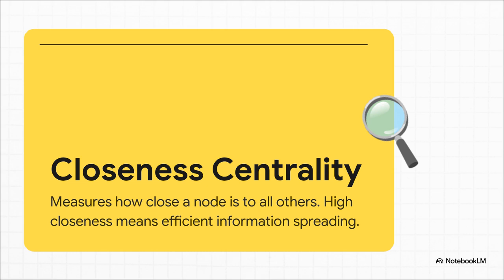Then we've got closeness centrality. This is all about efficiency. It measures, on average, how few steps it takes for you to reach every other person in the entire network. If your closeness centrality is high, you're in the perfect spot to spread a message really, really fast.